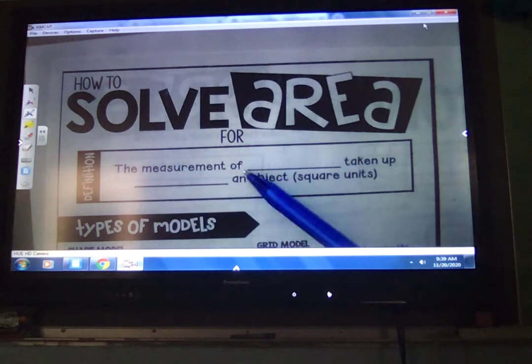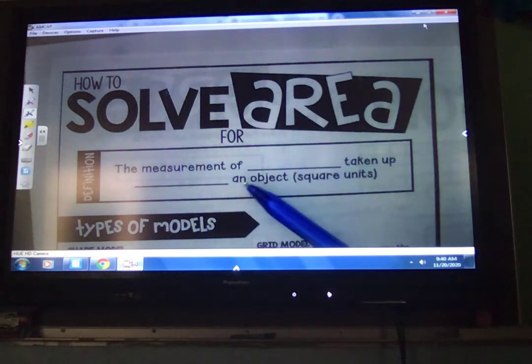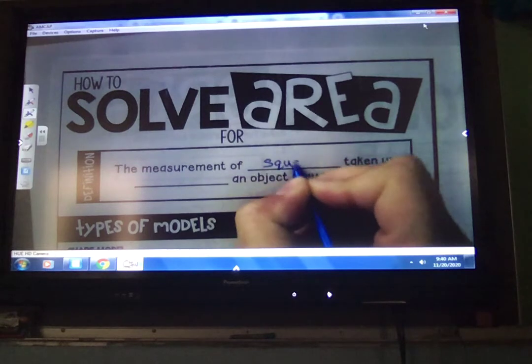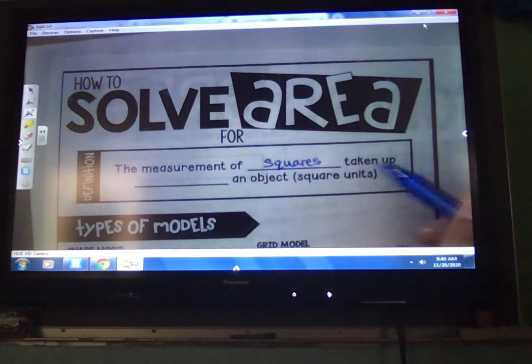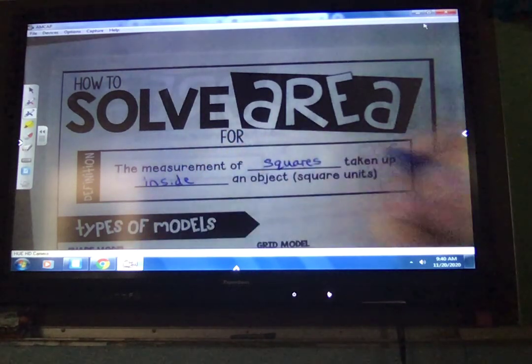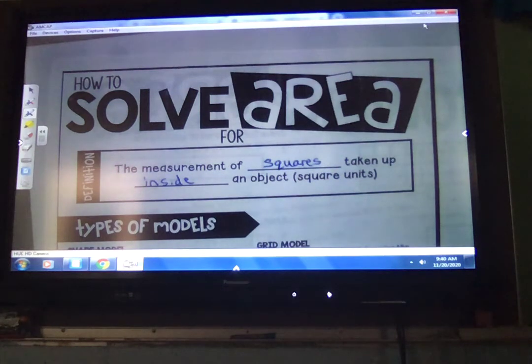The measurement of blank, taken up blank, an object. So area is the measurement of squares taken up inside an object. Okay, because we're filling it in. This is like if you were going to put sod inside your fence. Sod comes in square pieces, doesn't it? If you've ever seen anybody lay sod, it's square pieces of grass. And you come in and you lay those squares and fill inside that entire shape.